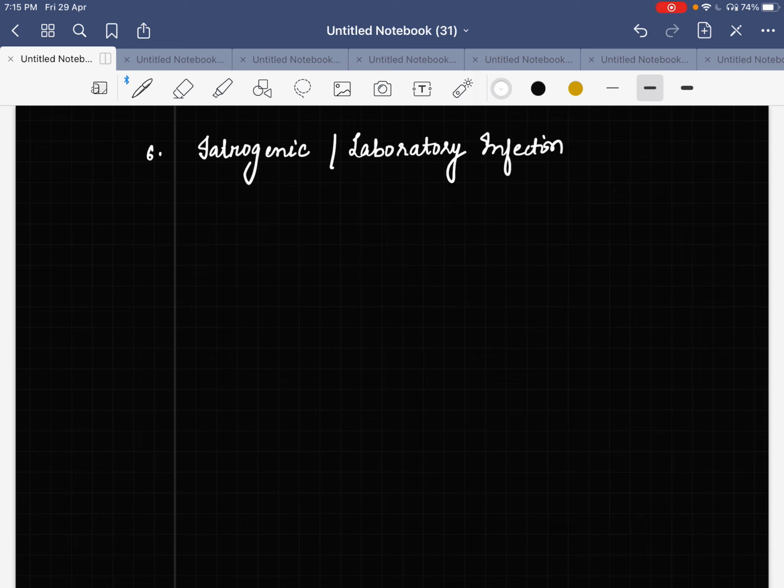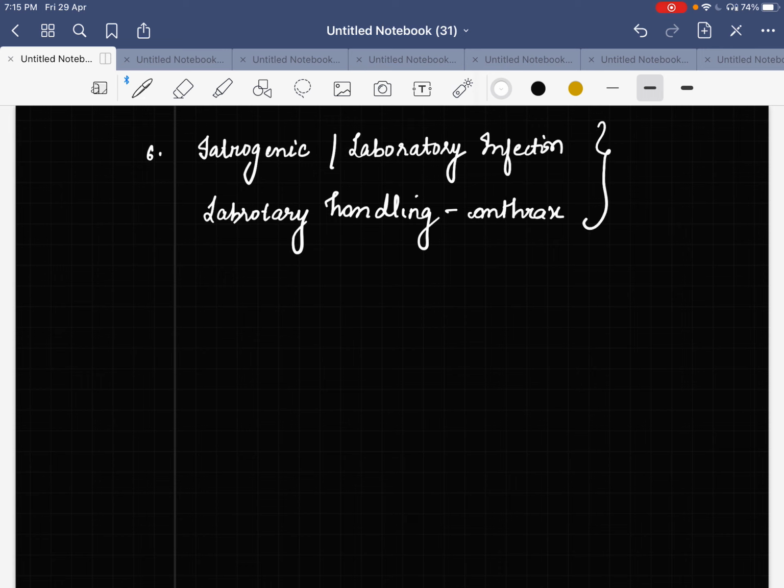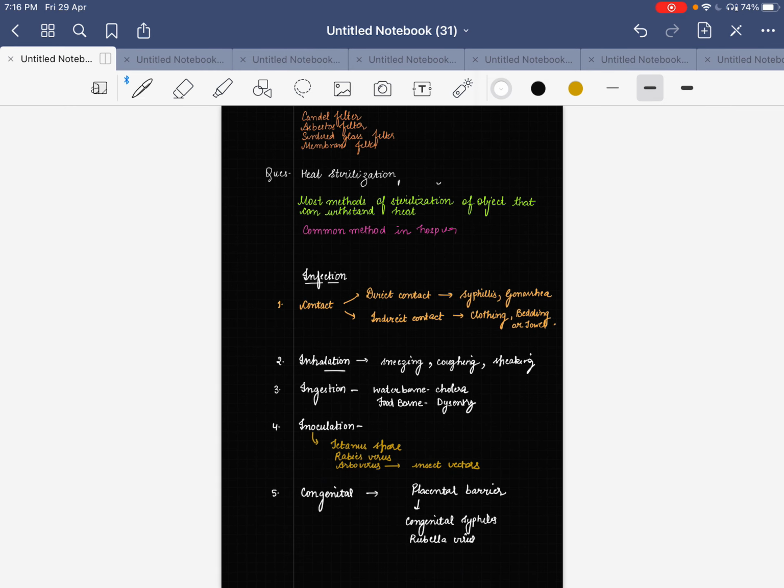Or we can say that the transfusion of the infected blood or use of the contaminated syringes or needle can cause HIV virus, or laboratory handling can cause the risk of anthrax, plague, and tuberculosis. Though these are less common mode of infection, but they are also very dangerous. So we have discussed the six types of the mode of infection of transmission.